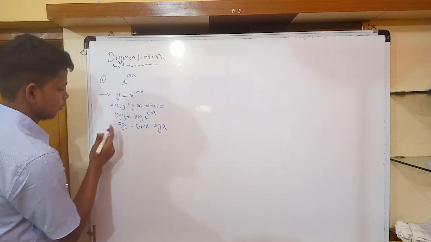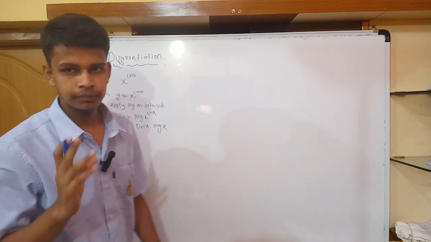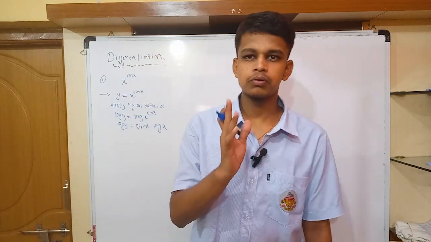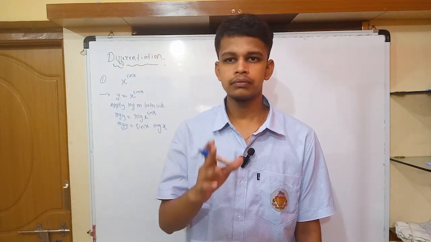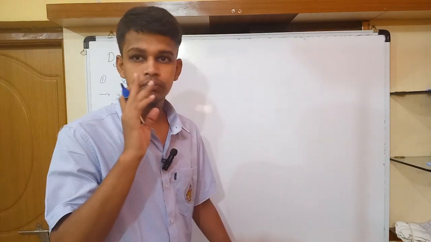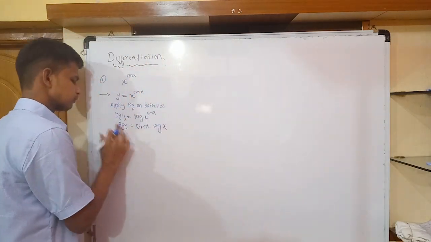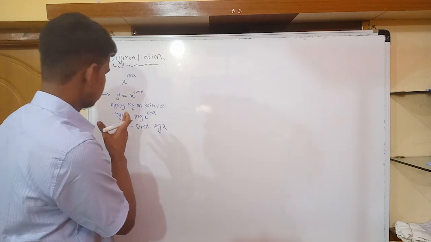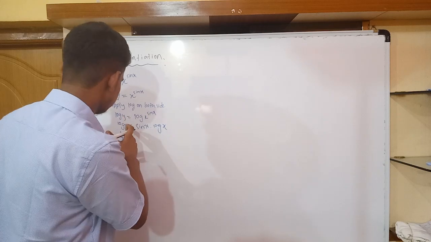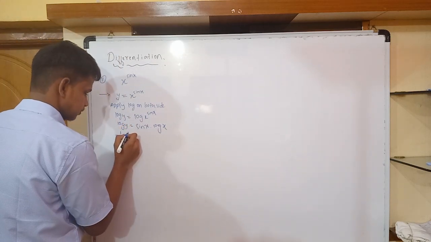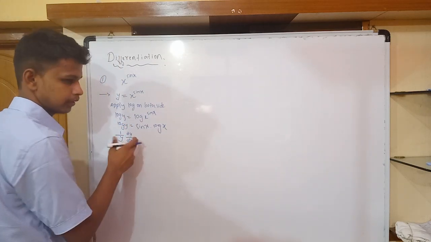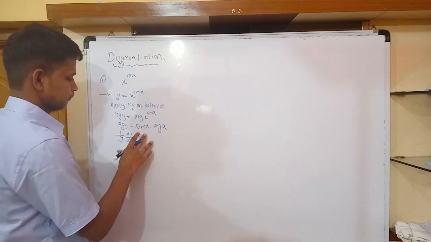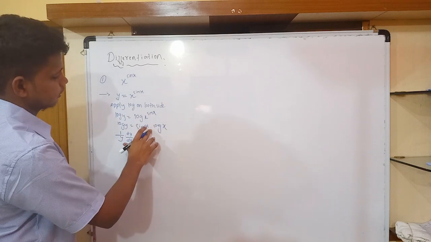You know that the derivative of log x is 1 by x. To find the derivative of log y, we apply it the same way. With respect to x they are asking, so the derivative of log y is 1 divided by y into dy by dx, since we have to find the derivative of y with respect to x. Now on the right side we have sin x into log x.